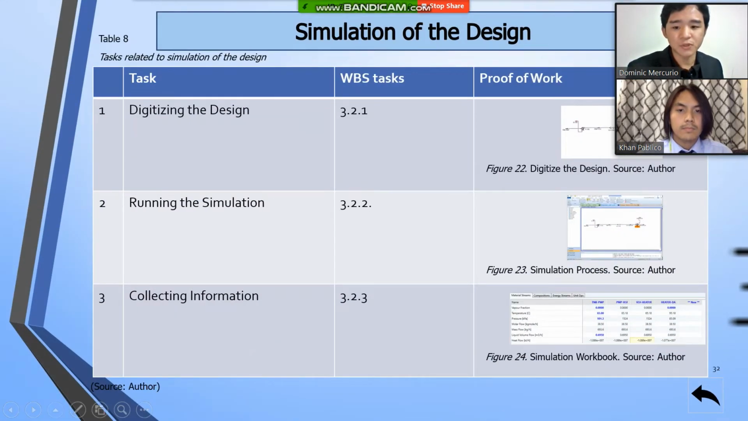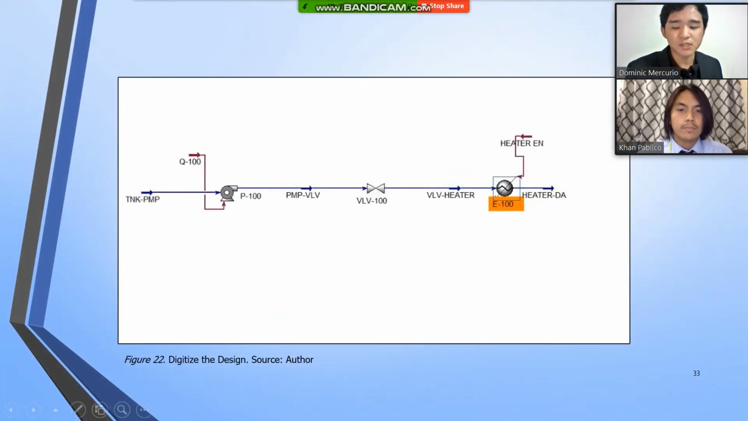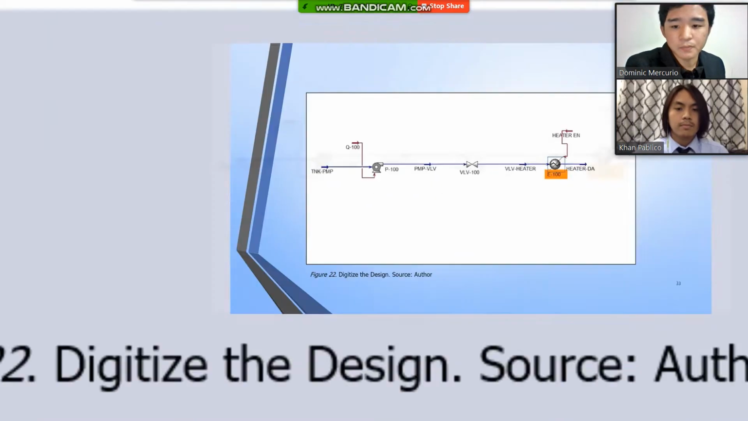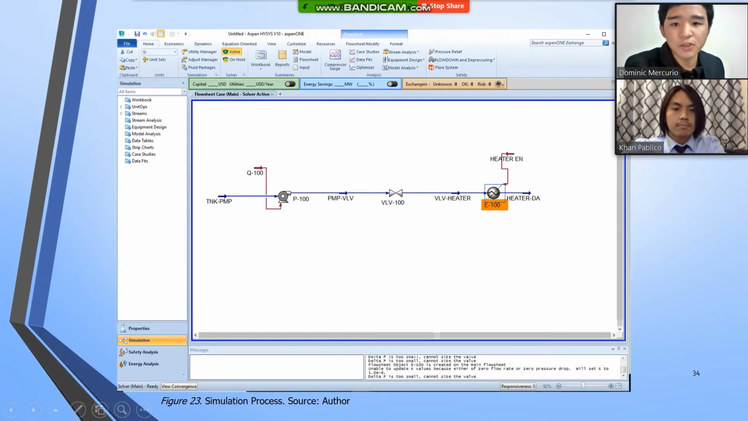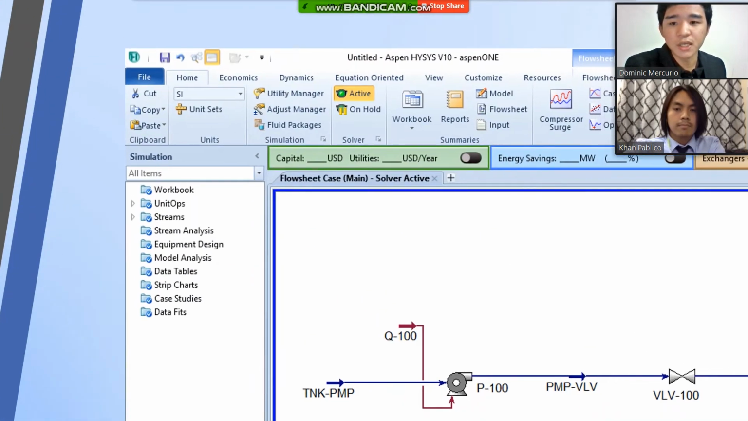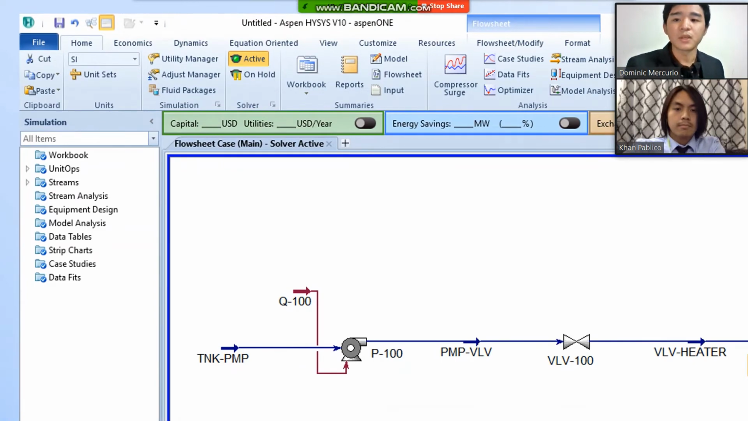There are three steps to this process, and the first one is to digitize the design. This is a simplified version of the simulation. This is actually the second iteration, and it is simplified into just the return system. The second is to run a simulation. This is the interface of the simulation software Aspen HYSYS, and you can see that it is currently active, which means that the simulation is active.